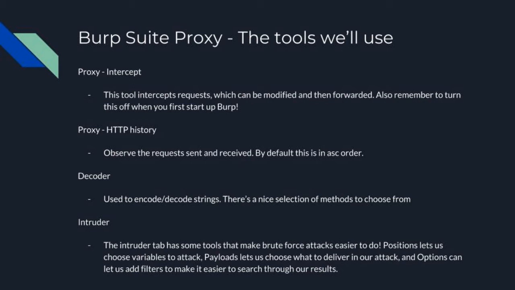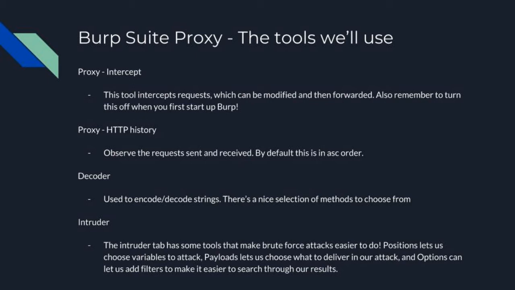The next one is the History tab under the Proxy. This is where you can observe requests sent and received. By default, this is in ascending order, but I like to switch it to descending order so I can see the most relevant ones at the top, or the most recent ones. Another tool you will find yourself using a lot is the Decoder. This is used to encode and decode strings. There's a nice selection of methods to choose from.